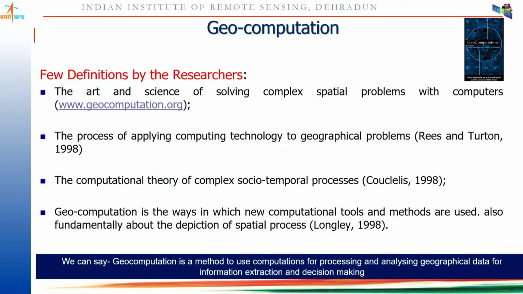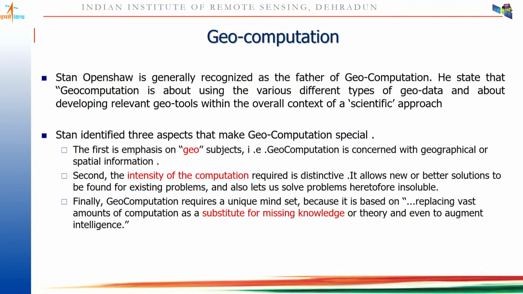So we can say that geocomputation is a method to use computation for processing and analyzing geographical data for information extraction and decision making. Or you can say to get insight into the data. That is a process which is basically linked with geocomputation. There is a lot more information available in the literature about geocomputation.